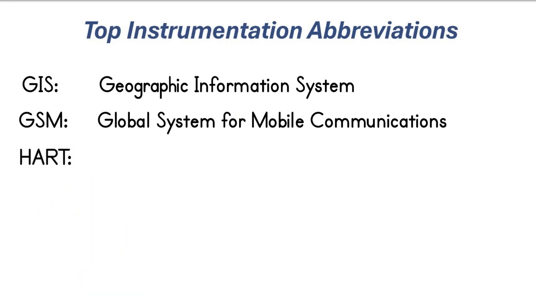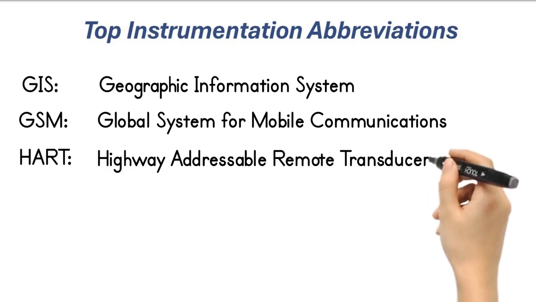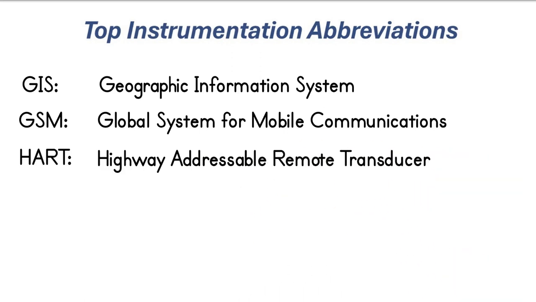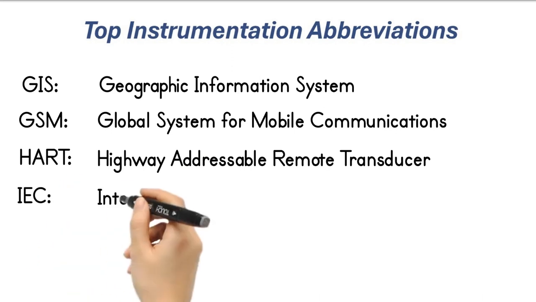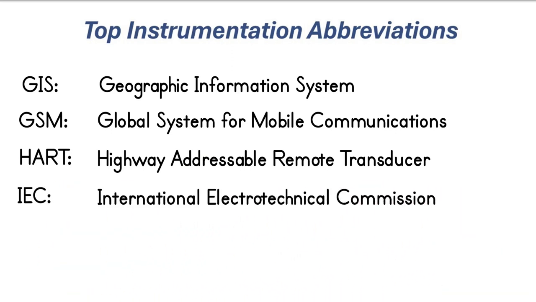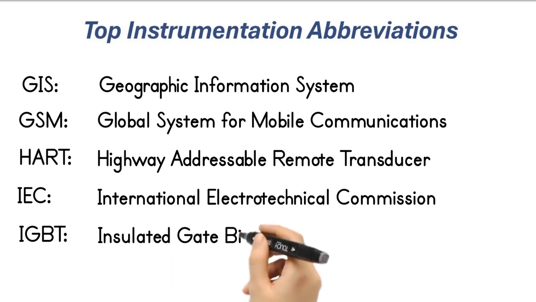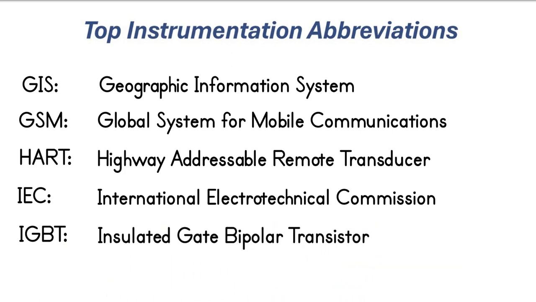HART. HART stands for Highway Addressable Remote Transducer, a communication protocol commonly used in process automation. IEC. IEC stands for International Electrotechnical Commission, an international standards organization for the electrical and electronic industries. IGBT. IGBT stands for Insulated Gate Bipolar Transistor, a semiconductor device used for switching applications.